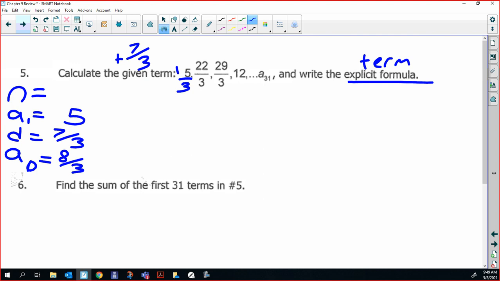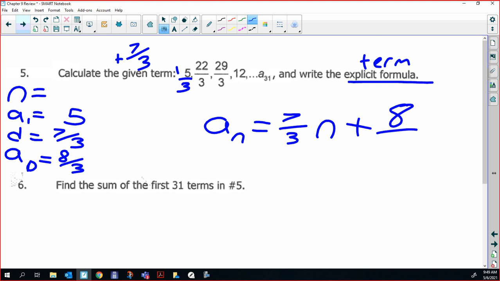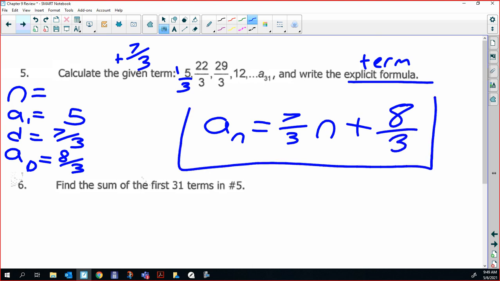Yeah, from the numerator. Subtract 7 from the 15 since they have the same denominator. All right, so our explicit formula is the term formula, which is d times n plus a sub 0. D times n plus a sub 0. That is your explicit formula.